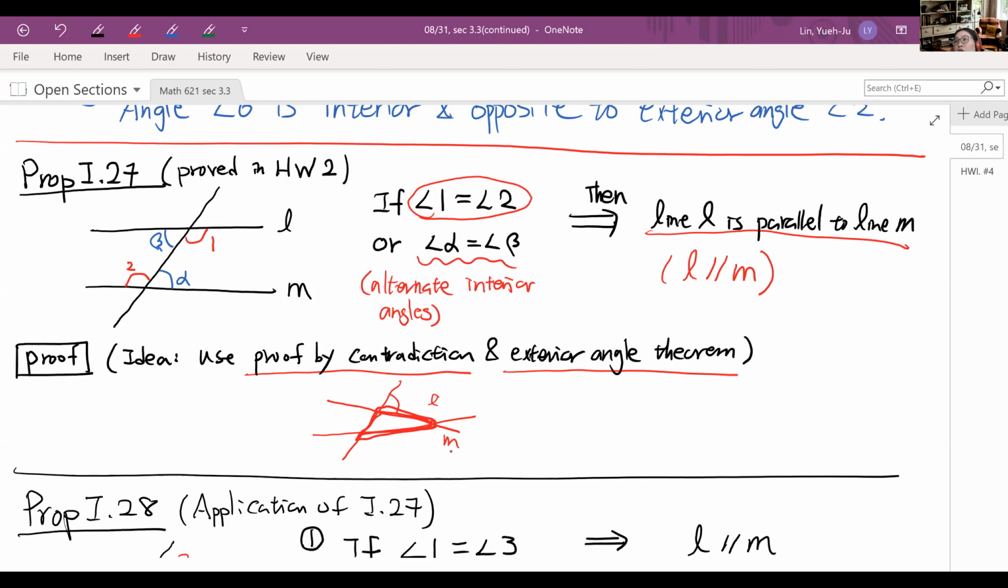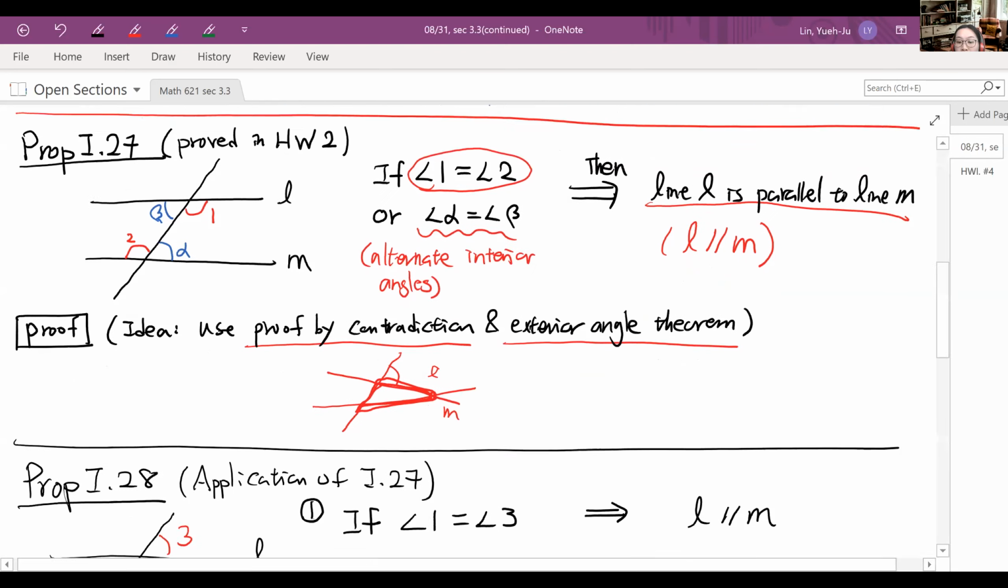And I hope everyone has already started homework 2. Later on I will come back to talk about this if I notice that everyone has an issue with proving this problem. But for now, we're just going to use this proposition 1.27. Basically, if we have equal alternate interior angles, then the two lines are going to be parallel. That's the conclusion for 1.27.